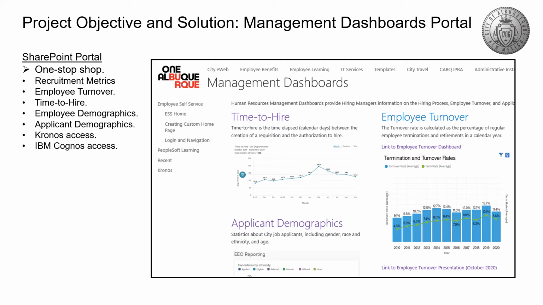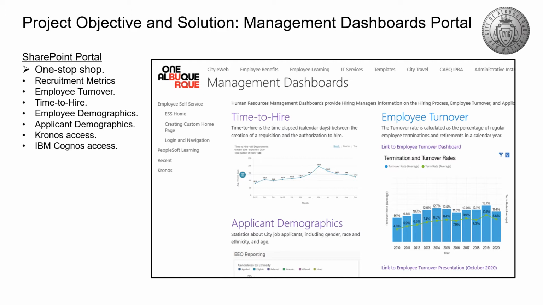A link to Kronos, the city's timekeeping application, will be available in the sidebar of the Management Dashboards portal and in all site pages. Now, this is designed to be a one-stop shop, so you can see the screenshot of the portal that's already been created. It includes recruitment metrics, employee turnover, time to hire, employee demographics, applicant demographics, as well as other helpful links to Kronos and eventually IBM Cognos.